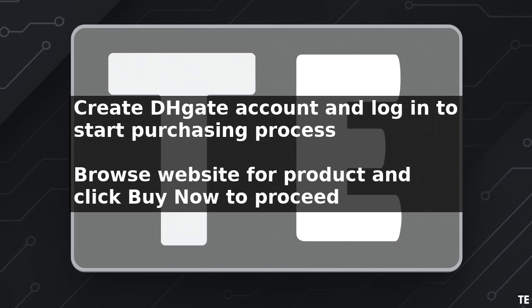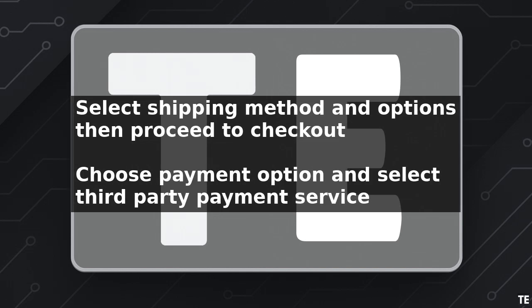On the order page, select your preferred shipping method and any other options that may be available. Then click the Proceed to Checkout button. In the payment section, you will see various payment options. But since Dhgate does not directly support PayPal, you will need to use a third-party payment service that does.